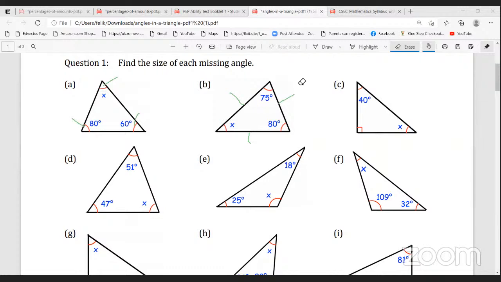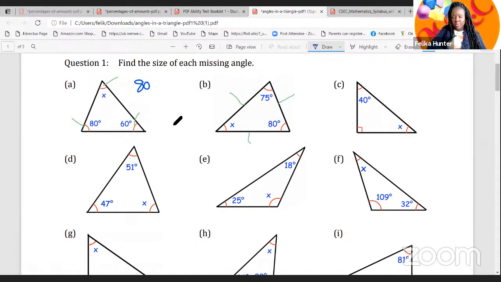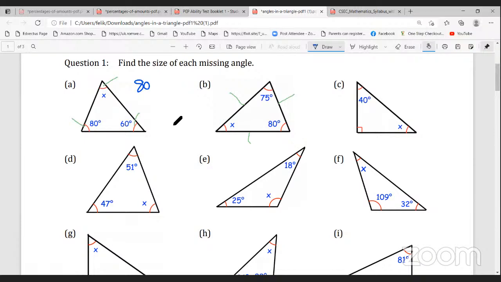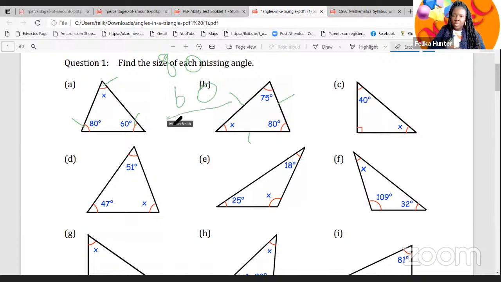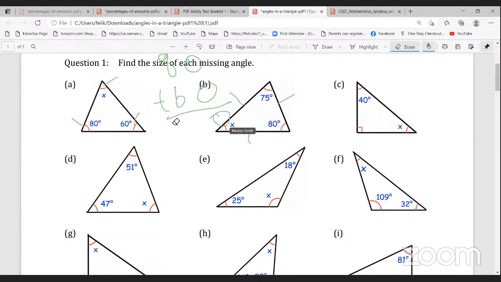Miss, so to find the angle for A, first you have to add all the angles. 80 plus 60, and you get 140. Marlon, write and teach at the same time. So first you're going to add 80 and 60. And you get 140.